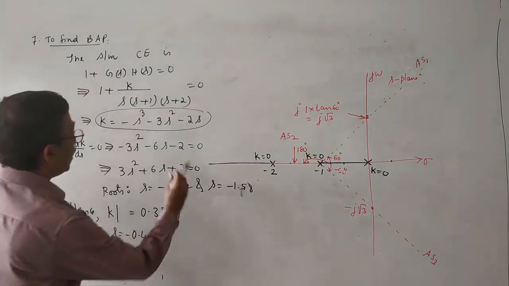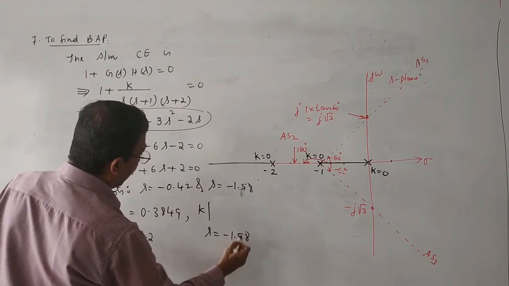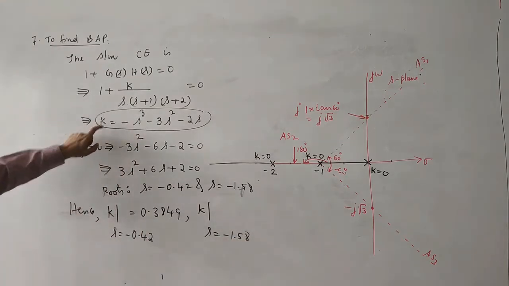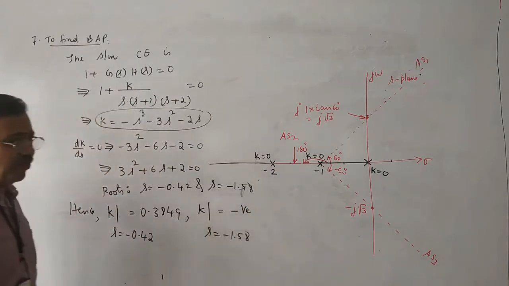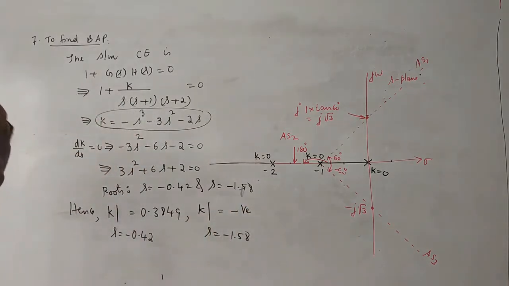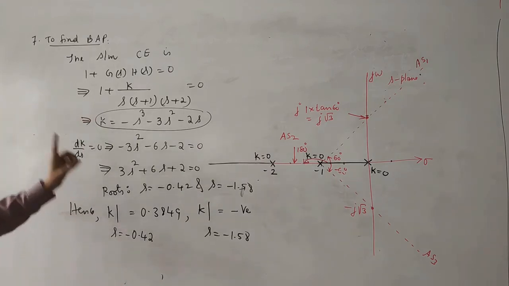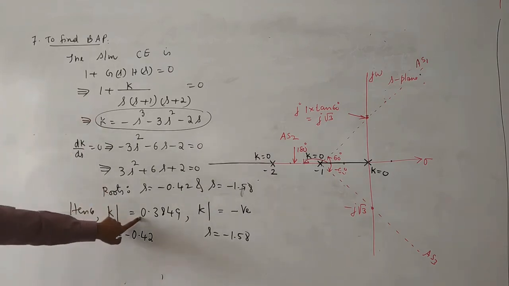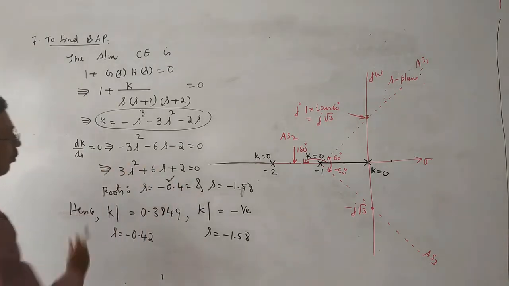Then again, in the same equation, put s is equal to minus 1.58 in this expression. You will get a value of k which is negative. You can find this using a calculator. At the breakaway point, the value of k should be real and positive. This is a real and positive value. Therefore, minus 0.42 is the breakaway point.